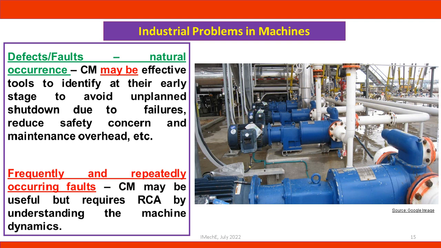Another failure: you must have seen some machine failing frequently, maybe frequent failure of bearing, maybe frequent failure of gearbox, maybe frequent failure of some other things. And it is very common. That requires root cause analysis to understand the machine dynamics, which is very, very important. So we are not only looking into identifying the defect, but condition monitoring should also look into the reason behind things failing frequently.